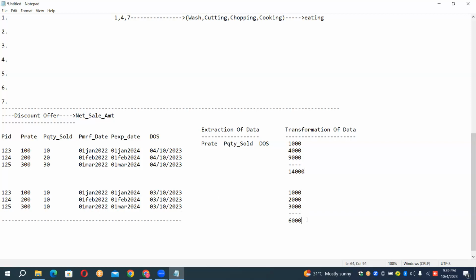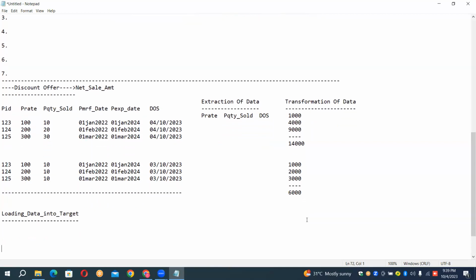Now, guys, here you have the data. Finally, you have to put the data into the target. That is called loading data into target. That's the target system. So now how do you load it? Tell me now. We want the data in this form. So I'm just creating the structure here like this. I want the columns to be like this.